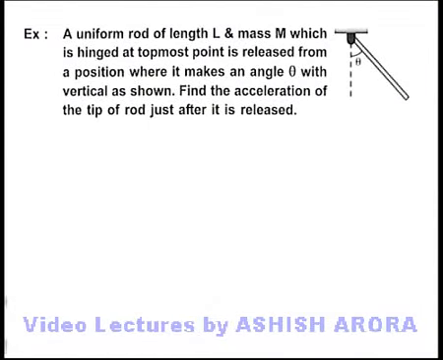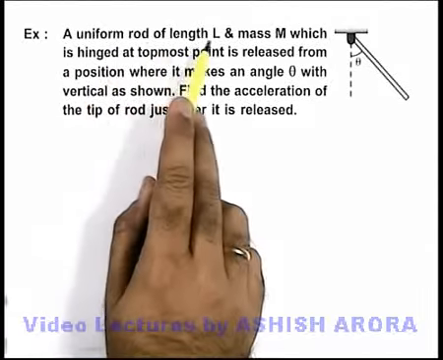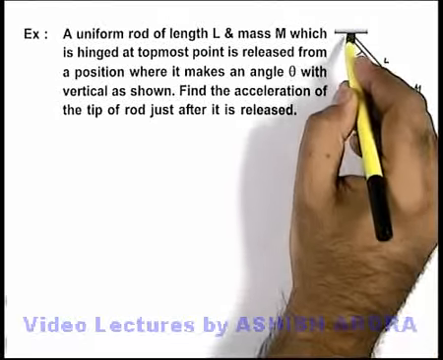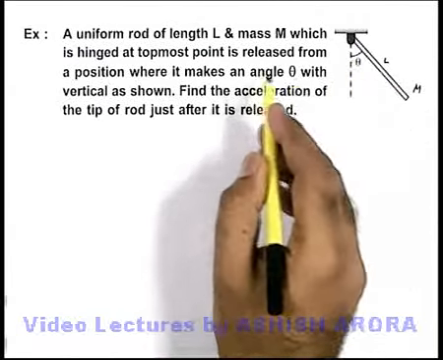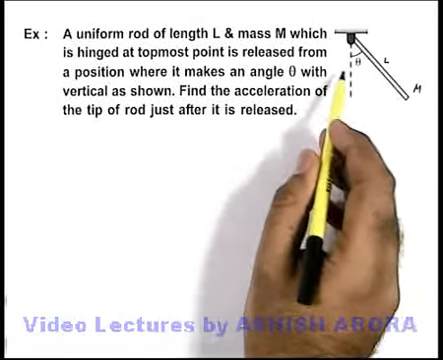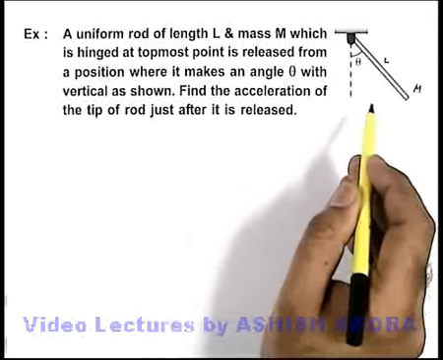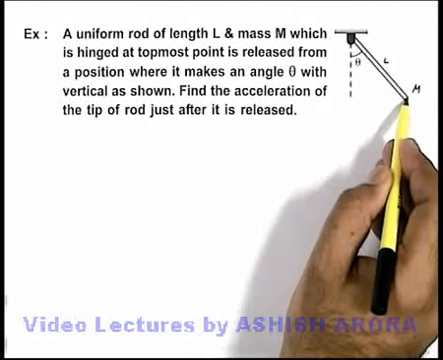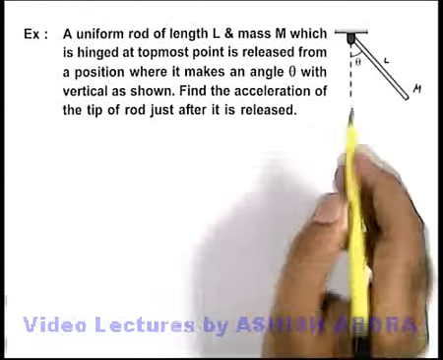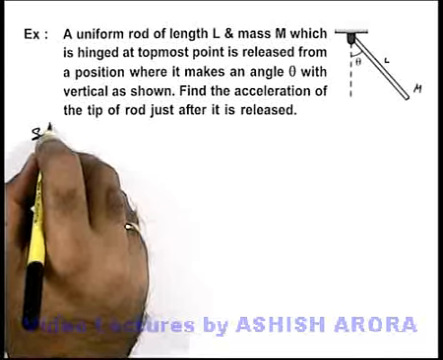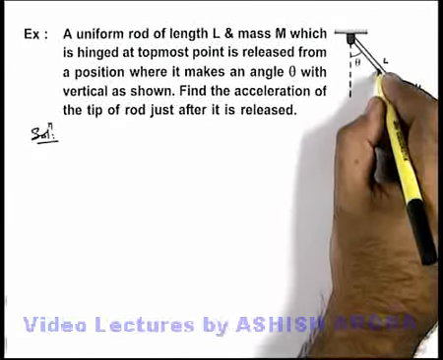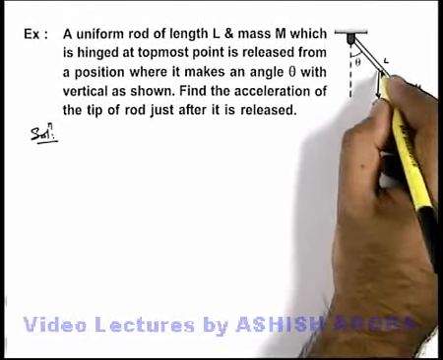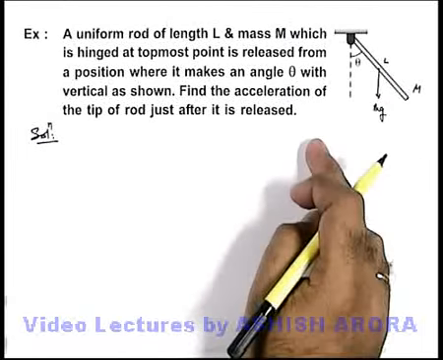In this example, we are given a uniform rod of length L and mass m, which is hinged at the topmost point, and it is released from a position where it makes an angle theta with the vertical as shown, and we are required to find the acceleration of the tip of this rod just after it is released. Now in this situation, when we release it, due to the effect of weight on the rod, it will start rotating in a clockwise manner.